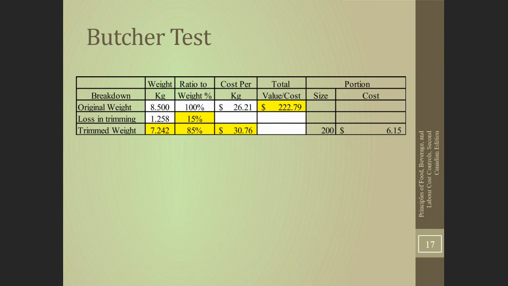Let's say we had a lamb, okay? So we buy our lambs whole. I've never seen a whole lamb. Let's say we buy our lambs whole, and it weighs 8.5 kilograms. Let's also say that that lamb cost us $222.79. That means our cost per kilogram, if we do the division, is $26.21.